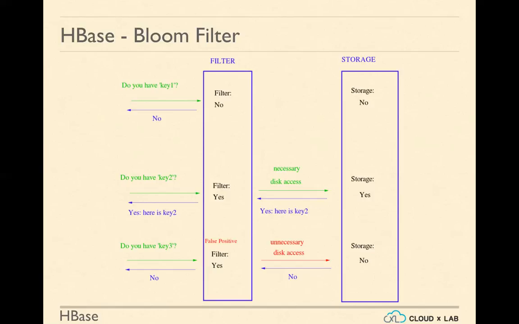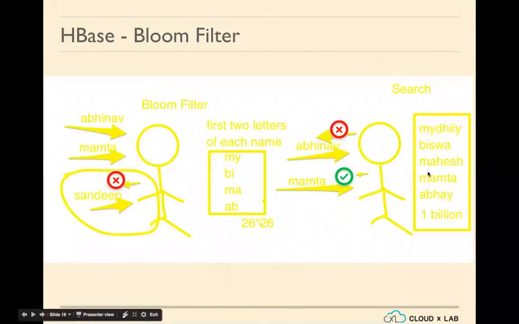Saida's question is, if two names have the same first two letters, which one does it pick? Exactly, very good point, Saida. Let's say filter says yes. You see, Mahesh and Mamta, it is MA, right? So if a user is coming for, say, Mamta, you'll first check MA, and then it'll say, yes, we have it in the record, but let me check with the master. Then it goes to the actual search or the storage, and then the comparison of the whole Mamta against the record happens here. Does it make sense?